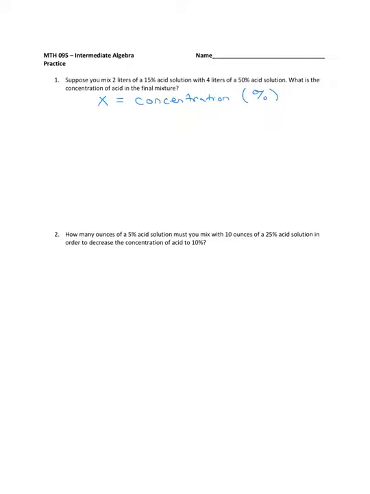When I set up my equation, it's going to be on one side what I'm mixing and on the other what I end up with. So starting with what I'm mixing together, I'm taking 15% of something that is 2 liters. I'm going to write that as 0.15 times 2. That's the amount of acid in that solution. So I'm going to add to that 4 liters of something that is 50% acid. So the amount of acid is 50% times the 4 liters. That's the amount of acid that's being mixed together.